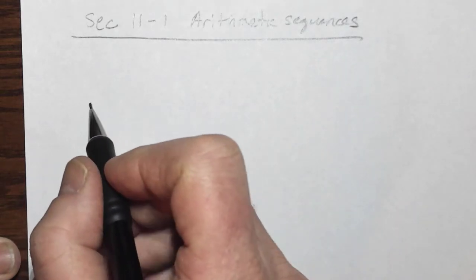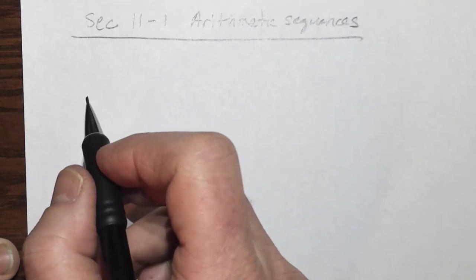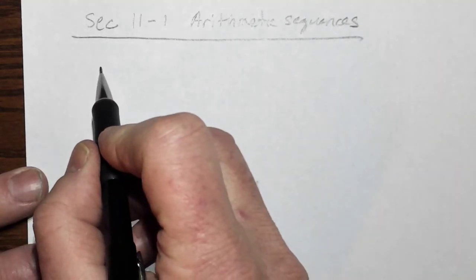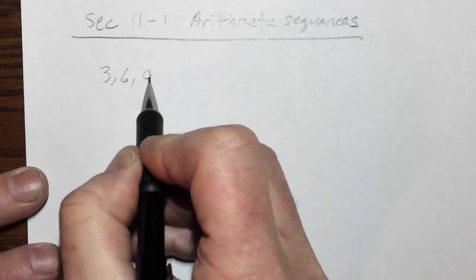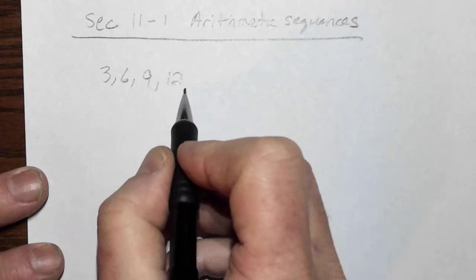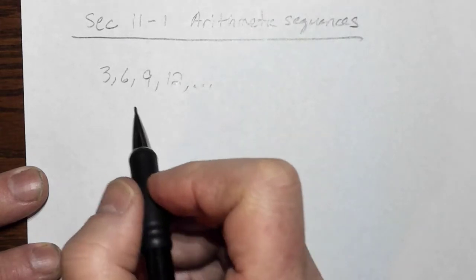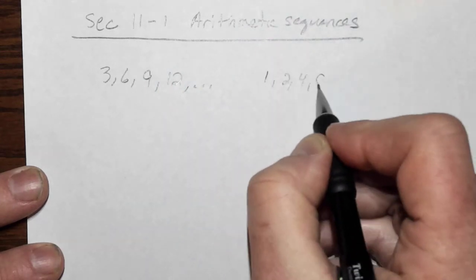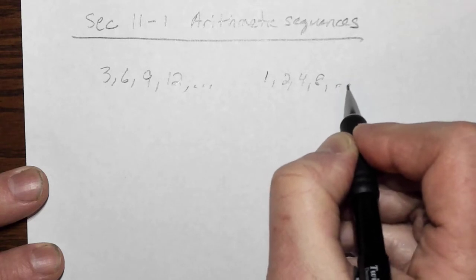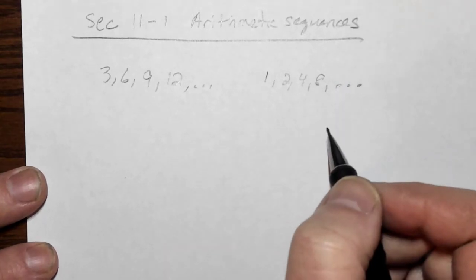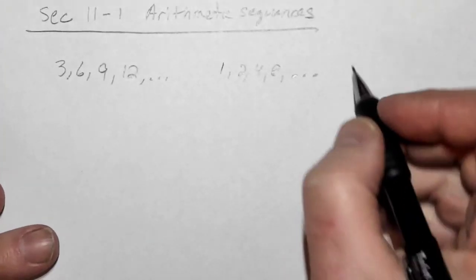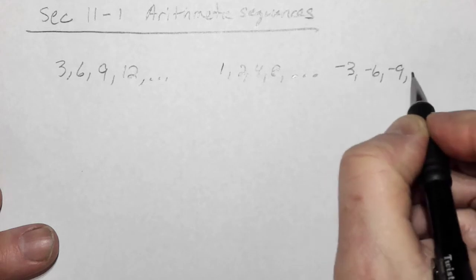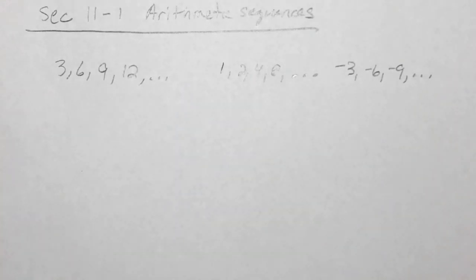About arithmetic sequences. A sequence is just a list of numbers in a particular order. So sequences could be like 3, 6, 9, 12, and so on. Could be like 1, 2, 4, 8, and so on. Or it could be like -3, -6, -9, and so on from there.